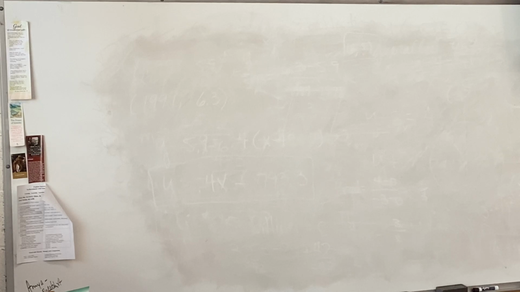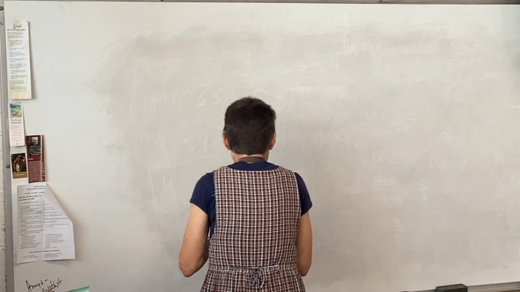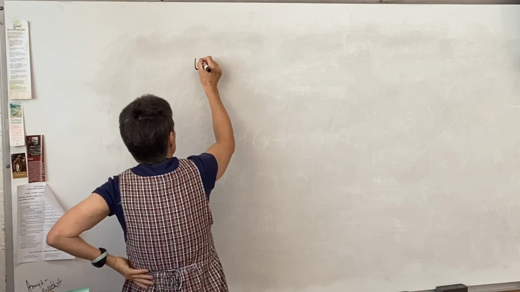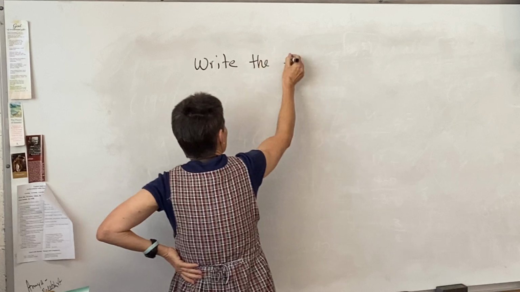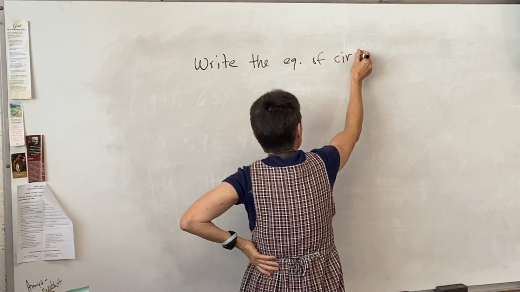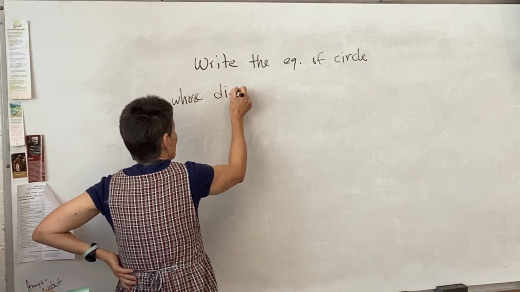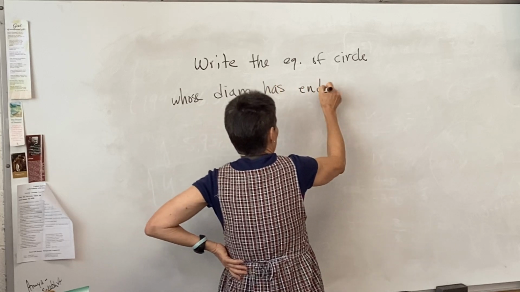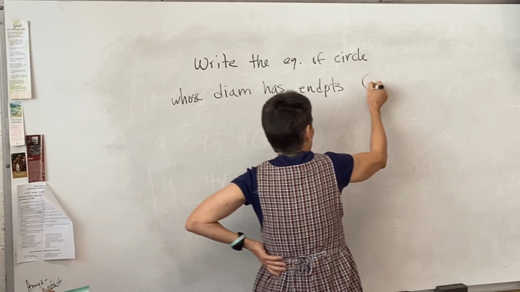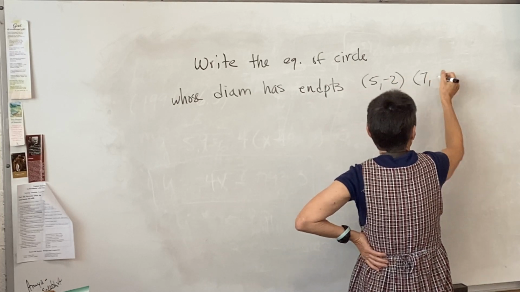Let's quickly start with just a little review problem, because I want to make sure that we're all ready for this big giant problem that's going to be a test question for sure. We're going to write the equation of the circle whose diameter, so you might need to do this on another sheet of paper, has endpoints, let's say 5, -2, and 7.